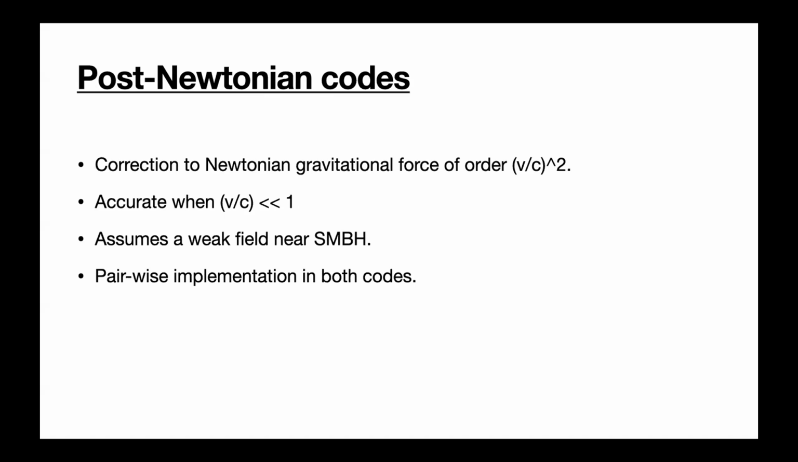In post-Newtonian codes, we basically add corrections to the Newtonian gravitational force of the order of v by c squared. It's only accurate when the velocity is much smaller than the speed of light. It assumes a weak field near the black hole. Both the codes that we are using for post-Newtonian physics implement the post-Newtonian terms in a pairwise manner to the three-body problem.